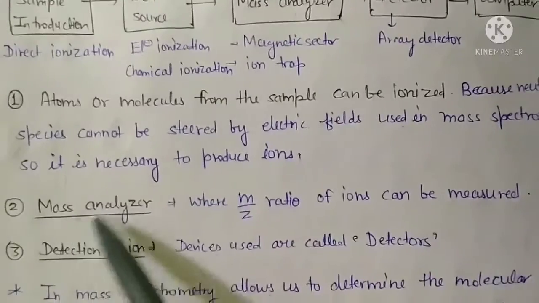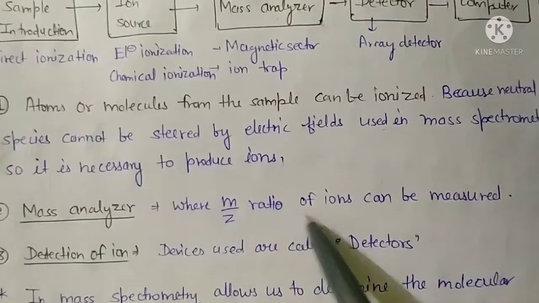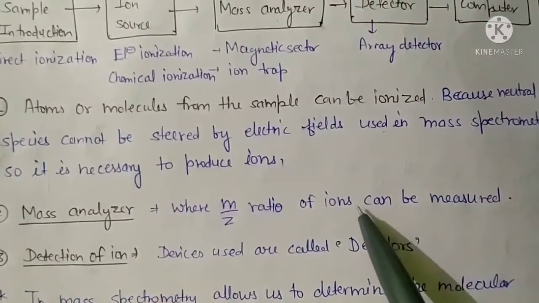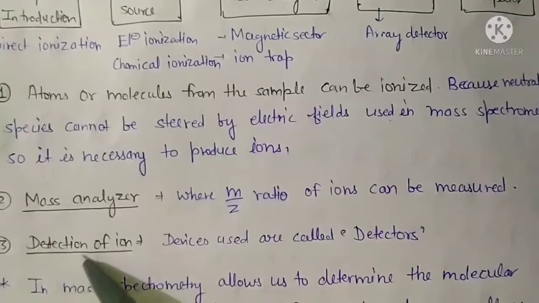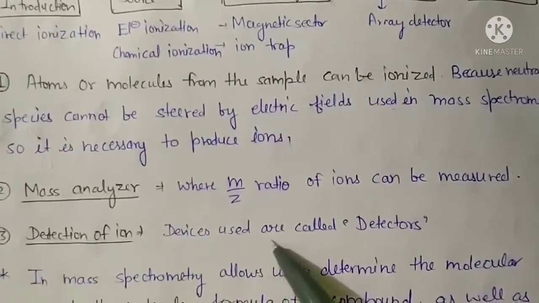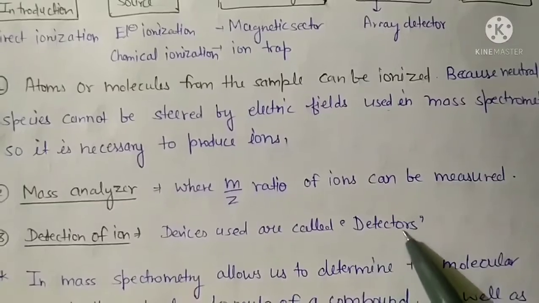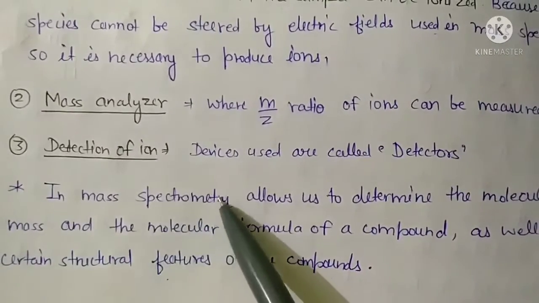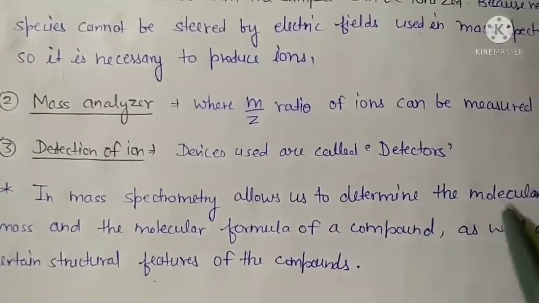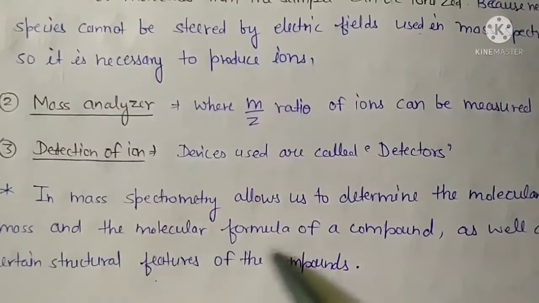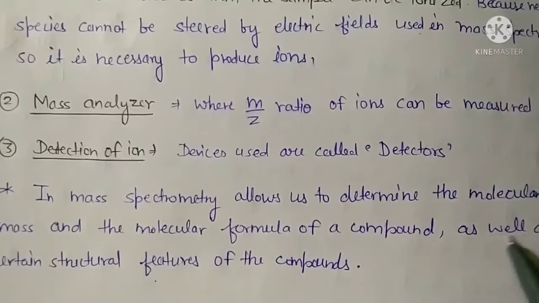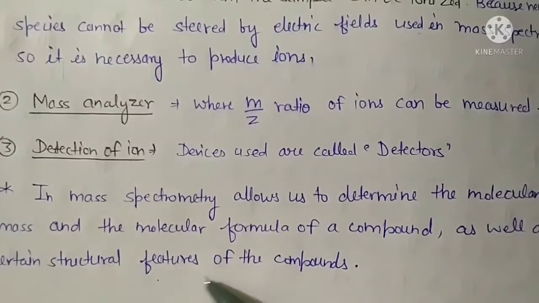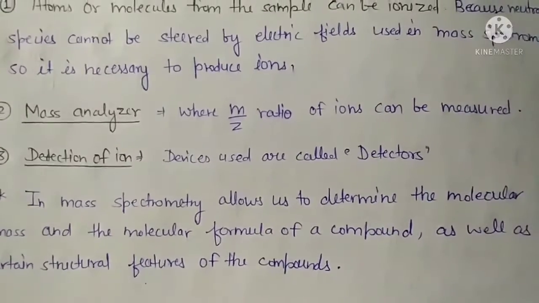Now second is the mass analyzer, where the m/z ratio of ions can be measured. Last step is detection of ions. Devices used are called detectors or collectors. So, mass spectrometry allows us to determine the molecular mass and the molecular formula of a compound, as well as certain structural features of the compound.